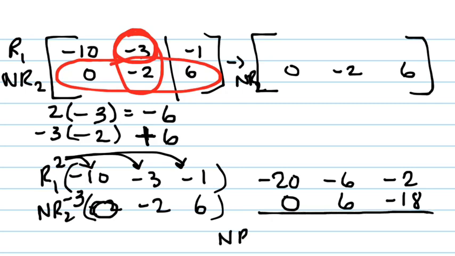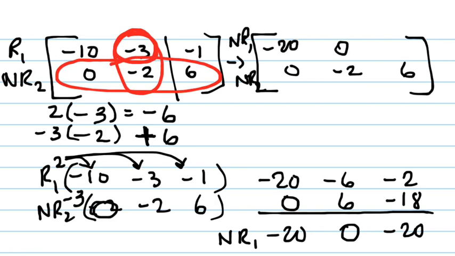And that's going to give me my new row 1. Right? I had row 1, now I'm changing it, so it's going to be new row 1. So that gives me negative 20. 6 minus 6 is 0. Negative 2 and negative 18 is negative 20. So my new row 1 is negative 20, 0, and negative 20.